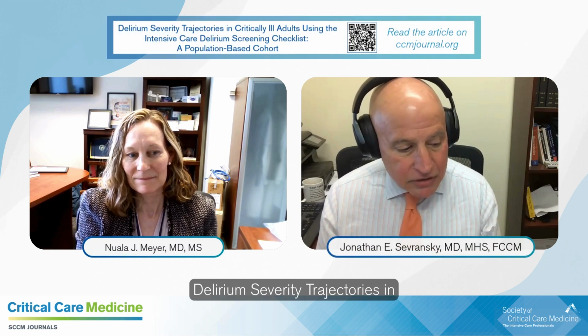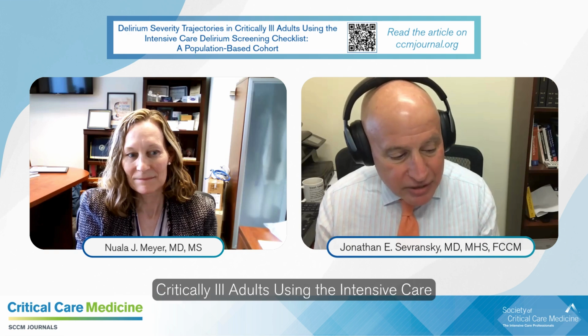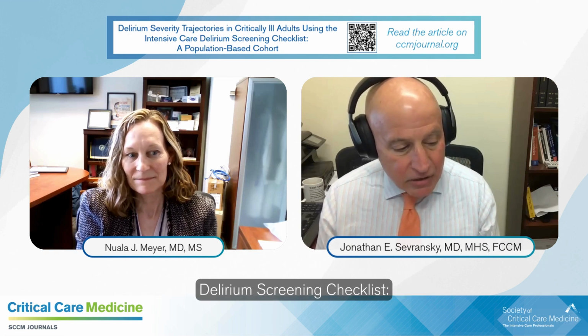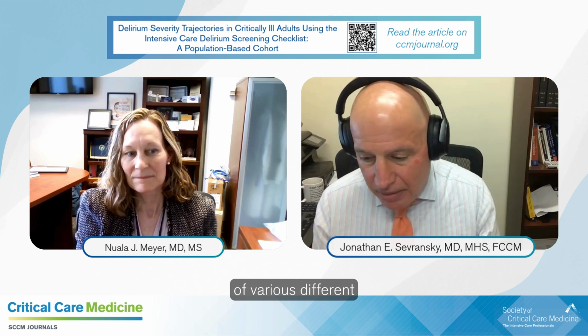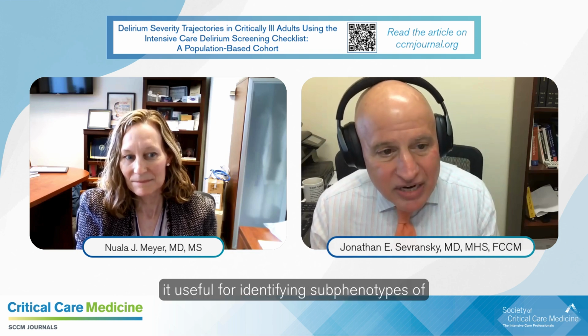In the September issue, there is an article by Krulak entitled Delirium Severity Trajectories in Critically Ill Adults Using the Intensive Care Delirium Screening Checklist, a Population-Based Cohort. There have been a number of articles on trajectories of various items, of various different diseases, and I wanted to ask Dr. Meyer, what is a clinical trajectory and why is it useful for identifying subphenotypes of patients?